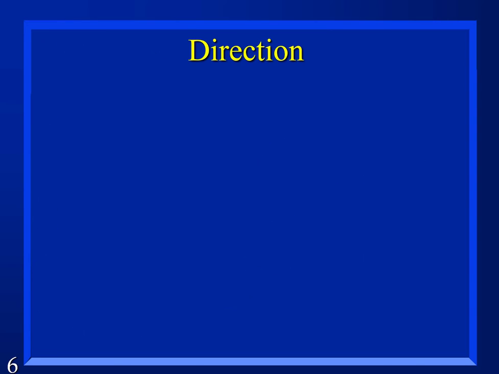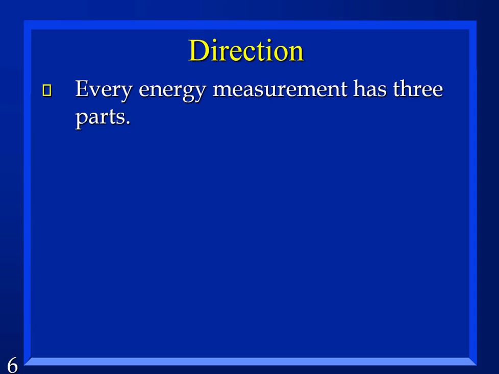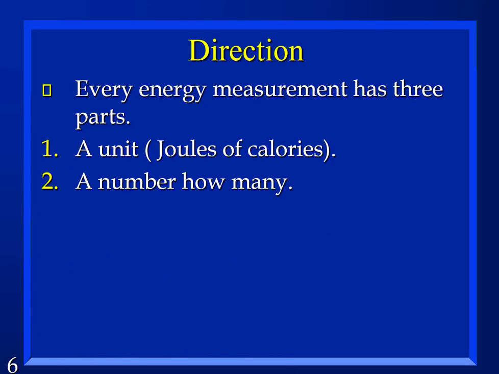So, direction. Every energy measurement has 3 parts. We should be used to 2 of them already. A number, a unit. The two units we're going to use are joules, and it says of, it should say or. My finger got lazy, it didn't go up high enough. Joules or calories, two different units for energy.